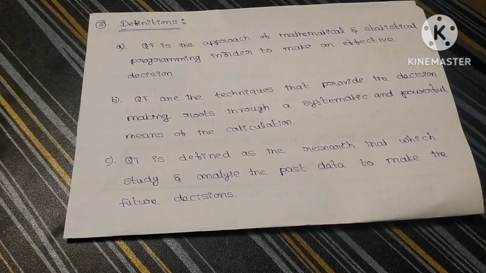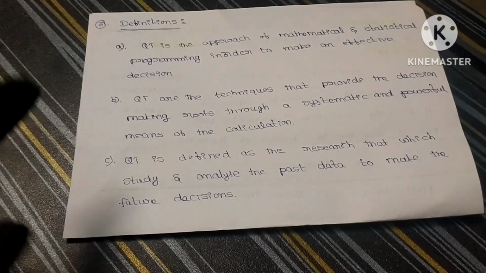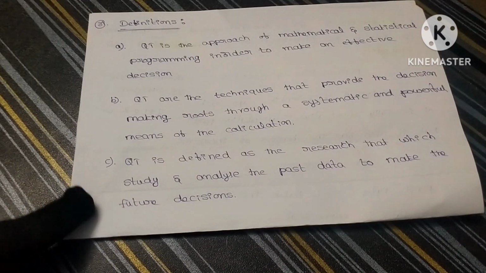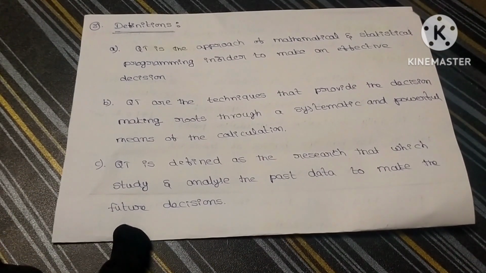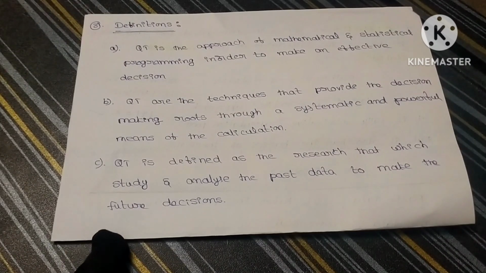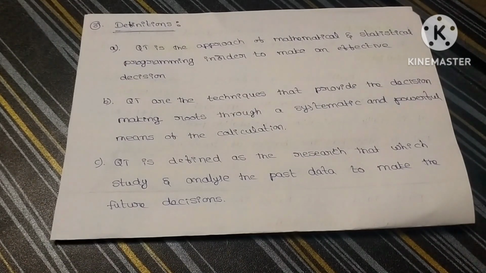Just before I explained to you that this is the process of taking the past data, and you are going to analyze the past data in order to make the future decisions. So this is what exactly the concept of meaning and definition of quantitative techniques. With this, the second concept of your first unit is completed.